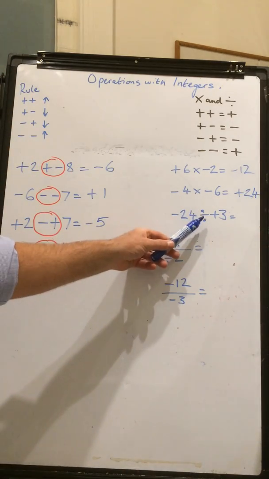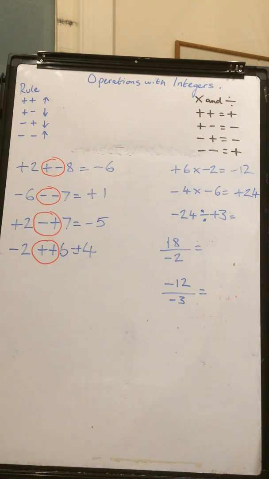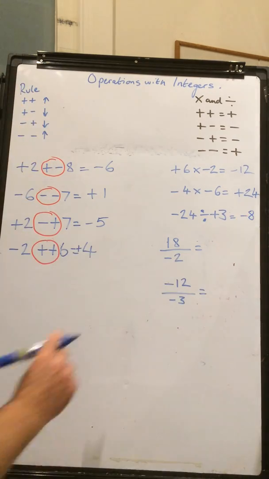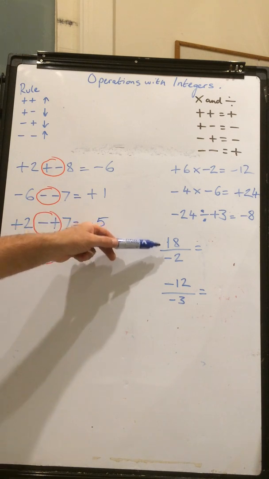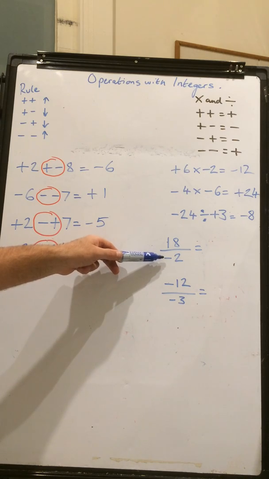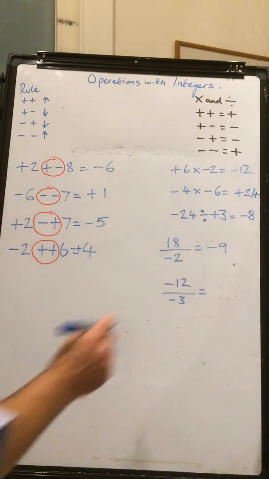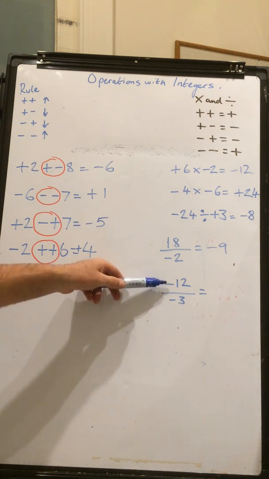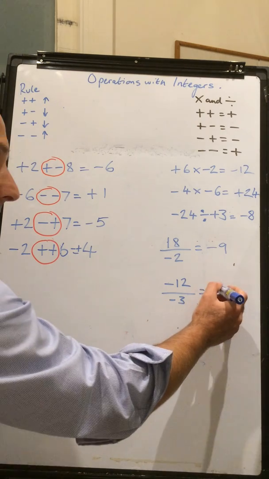A negative divided by a positive, negative, positive, the answer is going to be negative, so we end up with negative 8. In this format here, 18 divided by negative 2, a positive divided by a negative is going to be negative, so we're going to end up with negative 9. A negative divided by a negative, negative 12 divided by negative 3, is positive 4.